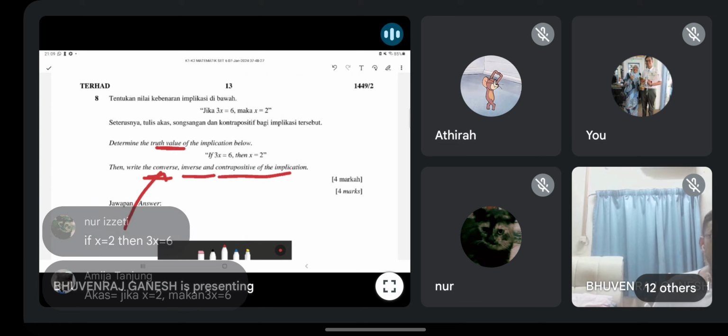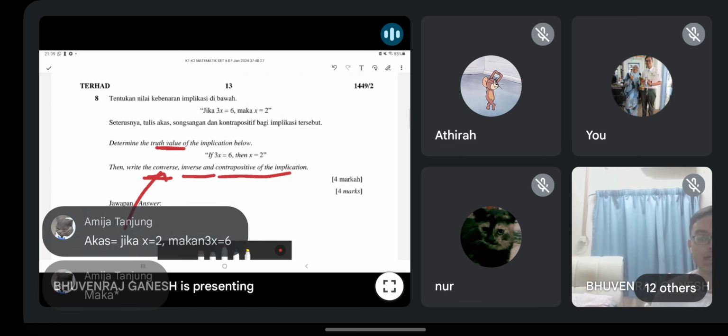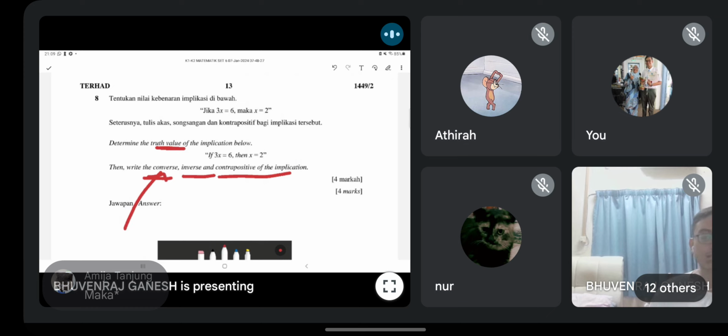If x is 2, yes, very good. Okay, terbalik saja. Akas is like this. Yes, correct. Okay, how about songsangan, inverse, macam mana tulis? Okay, I think Keshav told the summary already to me, correct? Okay, P. Apa maksud P kamu? Yes, very good. Okay, so maksudnya jawapan dia, jika 3x tak sama dengan 6, maka x tak sama dengan 2.